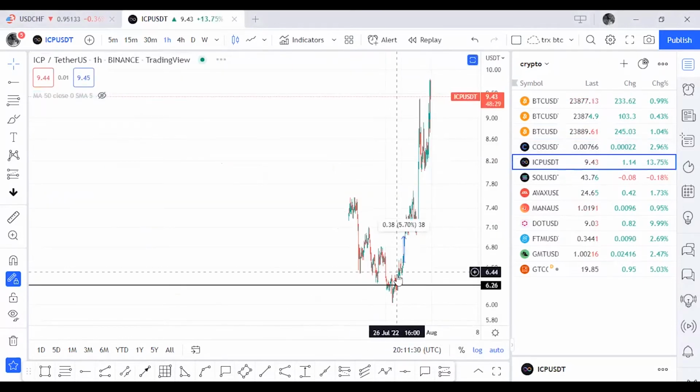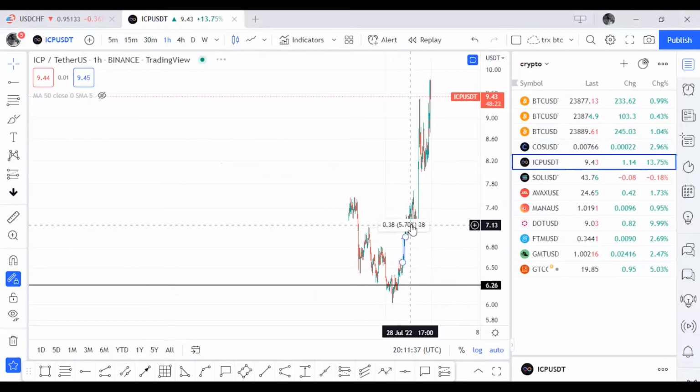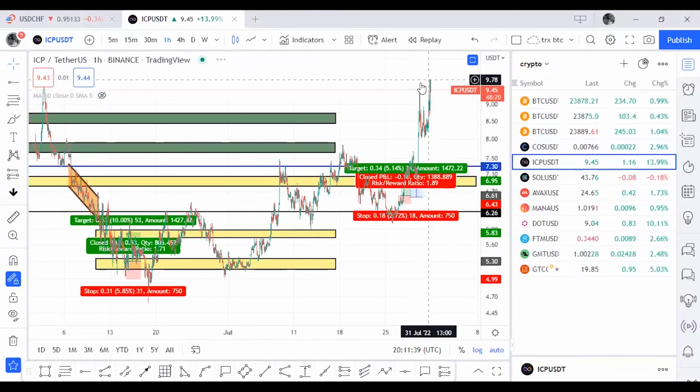It was a really crazy climb. I really wasn't expecting that much, but it was actually fun to watch. So it was a really decent climb. ICP moved all the way from $7 to $11.